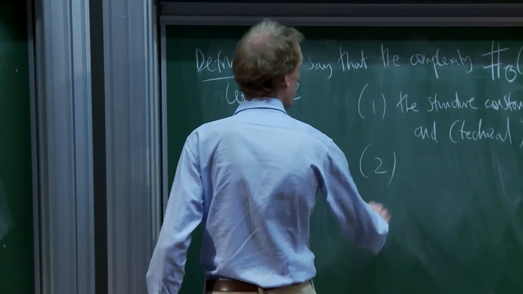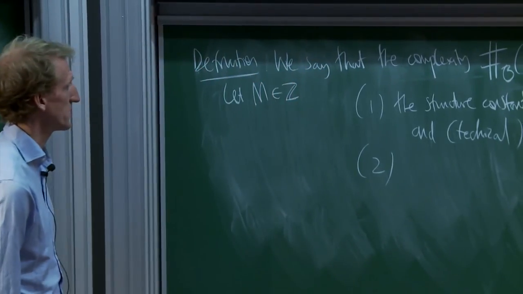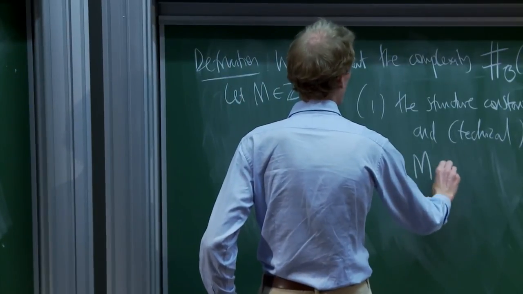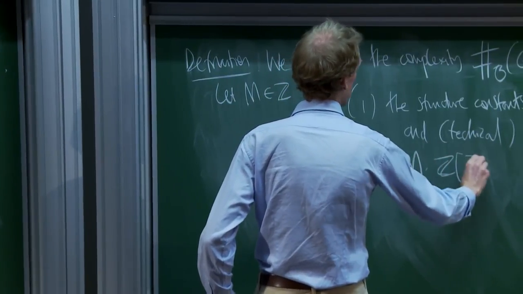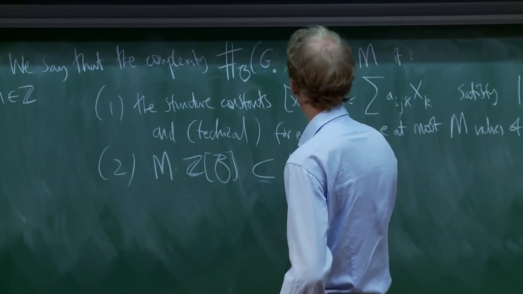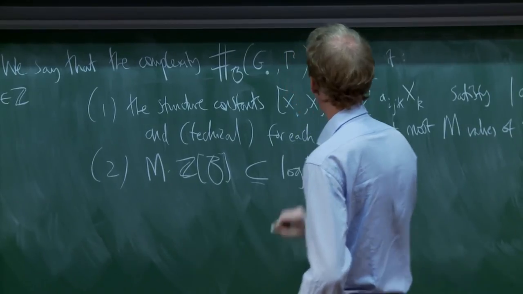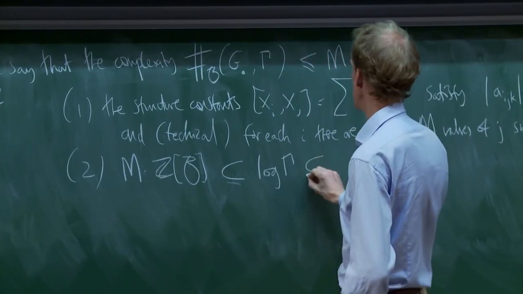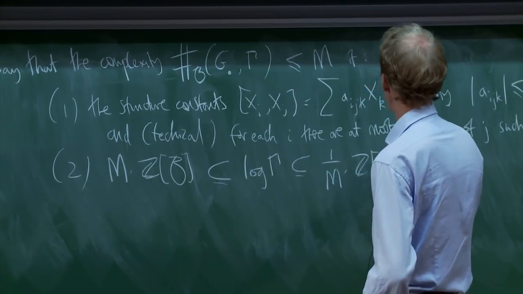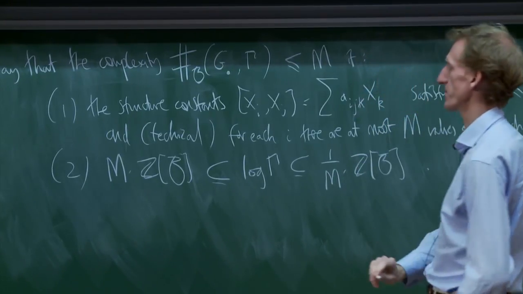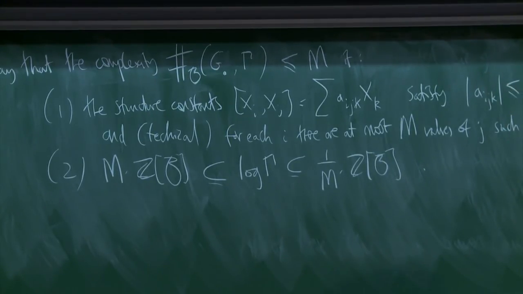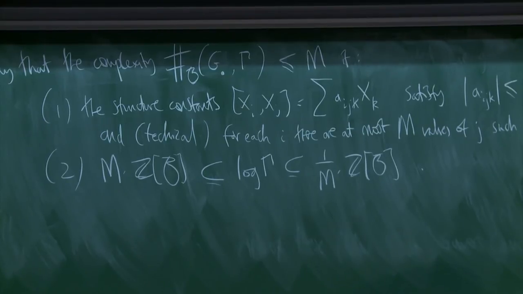And then secondly is the assertion that m times the integer lattice in the basis b is contained within log of the lattice gamma, which is contained within 1 over m times the integer lattice on the basis b. So this is another statement about how the lattice sits inside, behaves with respect to this basis.